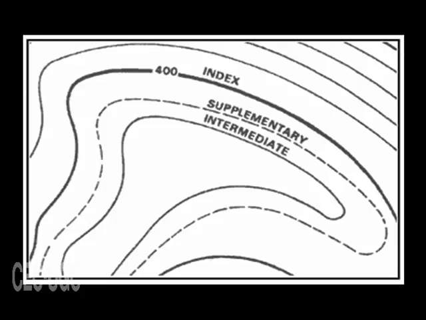These contour lines falling between the index contour lines are called intermediate contour lines. They are finer and do not have their elevations given. There are normally 4 intermediate contour lines between index contour lines. The third kind of a contour line is the supplementary contour lines.